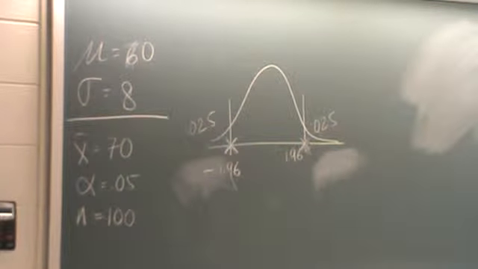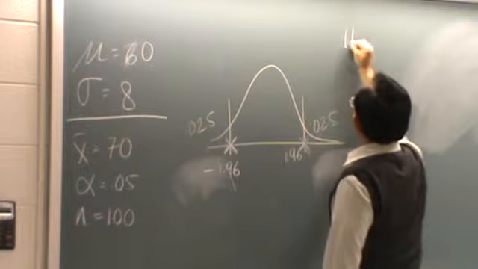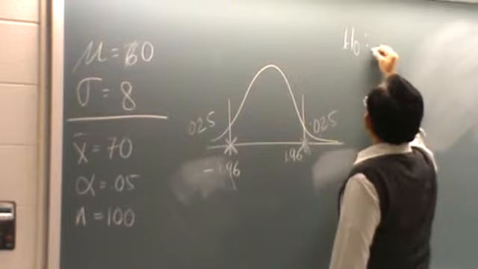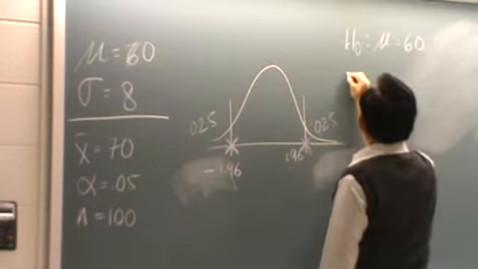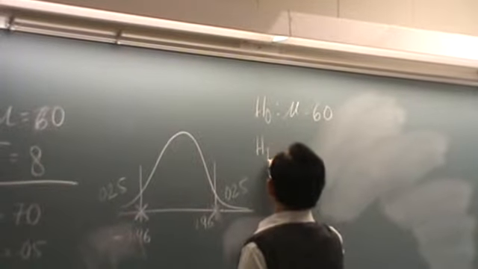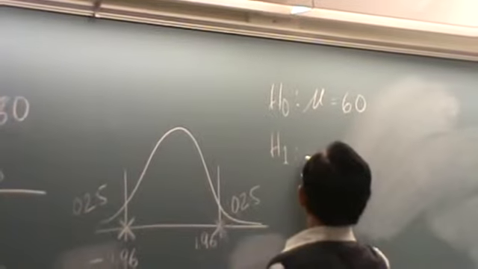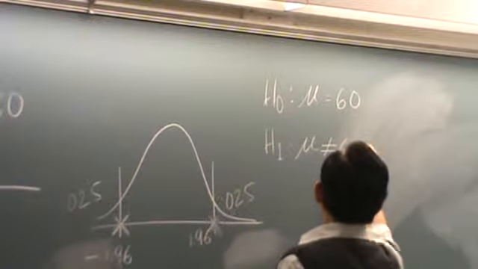So based on these, we are writing that H sub 0: mu equals 60. So our alternate hypothesis, or according to the text H1, will be mu not equal to 60.